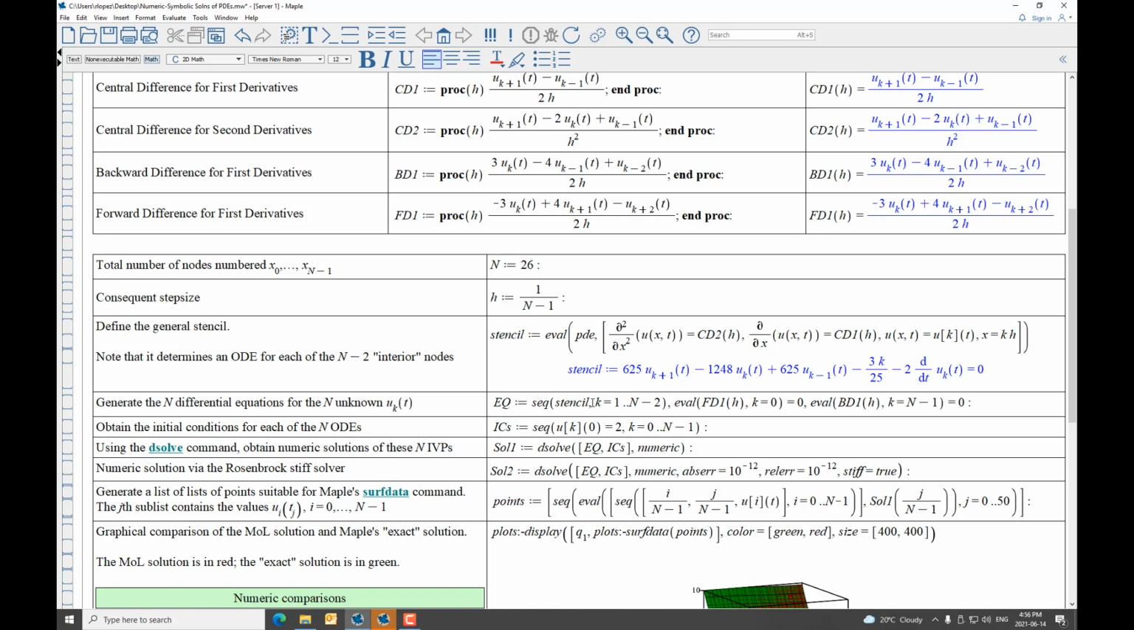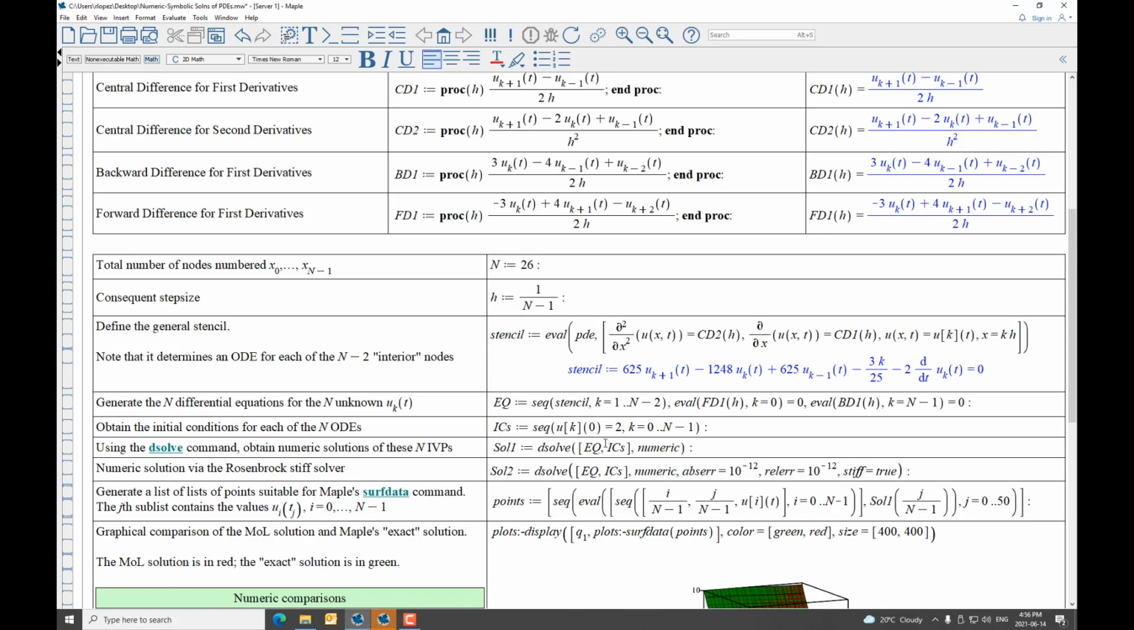And so now you can generate n equations in n unknowns. You've got 26 nodes, you need 26 equations. So you evaluate the stencil for k 1 to n minus 2. So that's 1 to 24. You have to stay inside because the two endpoints are subjected to Neumann boundary conditions. And this is the Neumann condition on the left. This is the Neumann condition on the right. So now you have the differential equations. You need initial data. Now here, every initial value is 2.